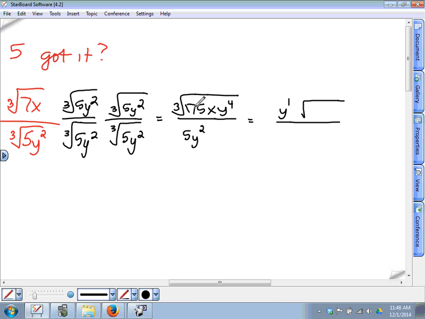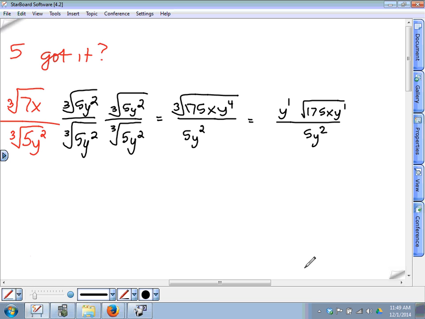175, it's not a perfect cube, and there aren't any factors either of 175. So it stays as 175. What about the x? Just stays as an x. Now this y to the 1st is because 3 goes into 4 one time, but isn't there a remainder? Yeah. So there's a y to the 1 on the inside. Over 5y squared.